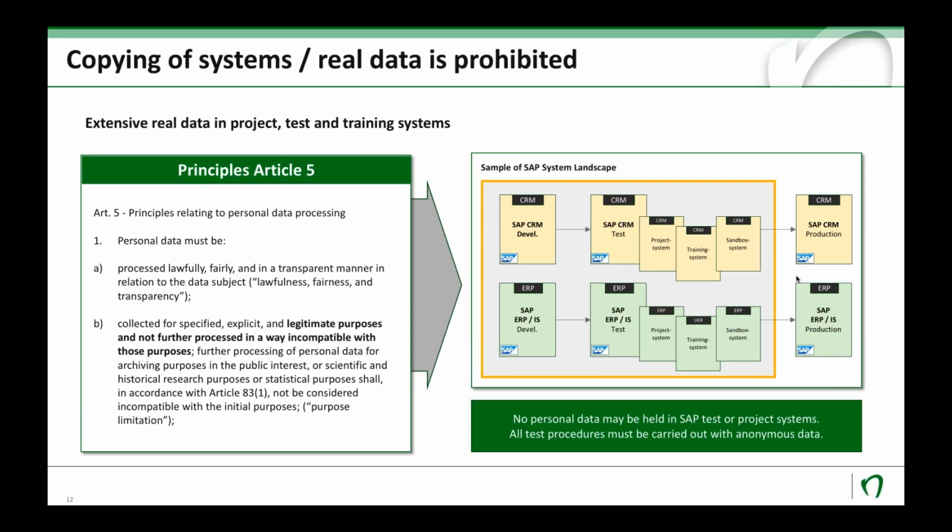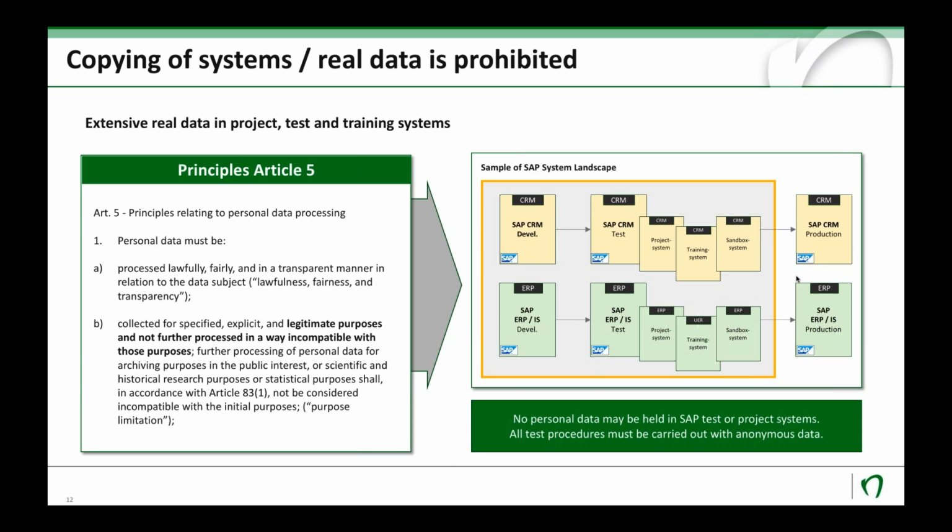I would like to start with the principles of Article 5, which says that any information you are storing, creating, processing has to have an explicit and concrete purpose. And as soon as this purpose is not there anymore, like you see on the right side here, all the systems like test, project, training, sandbox, development, it's not allowed to use this data for another purpose, and therefore you have to anonymize it, have to use synthetic data, or even it's not allowed. So that's the fact, right?